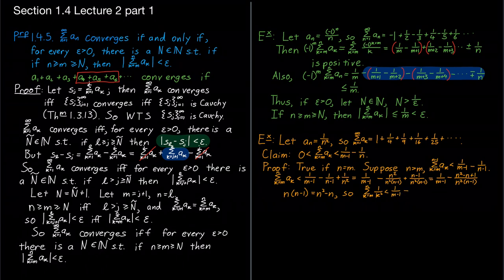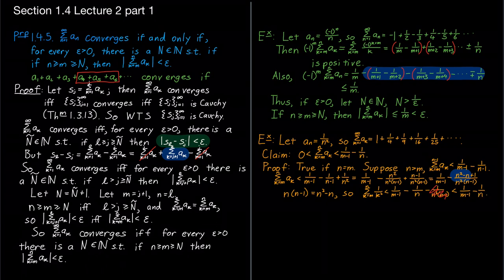Then we subtract off 1 over n, that is from the n squared minus n over n squared times n minus 1, and n minus 1 are going to cancel. And then we've got our leftover 1 over n squared times n minus 1. And if we just throw that away, that will not make us smaller, that will make us bigger: 1 over m minus 1 minus 1 over n.